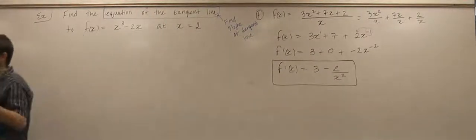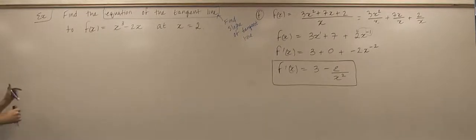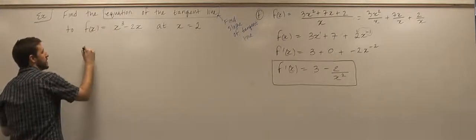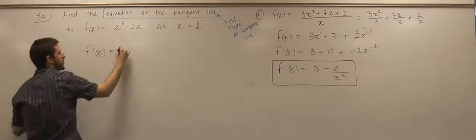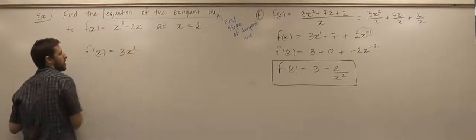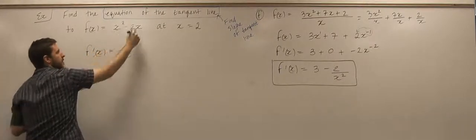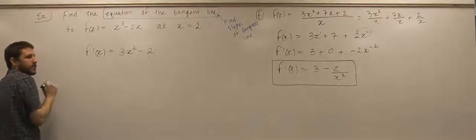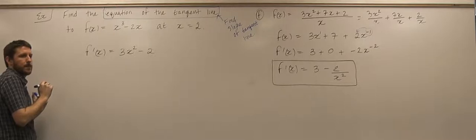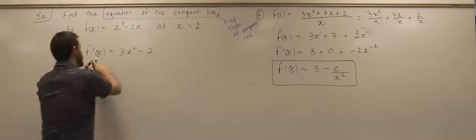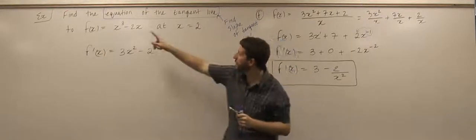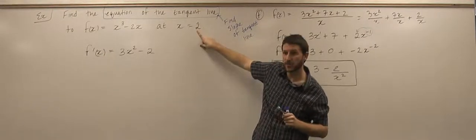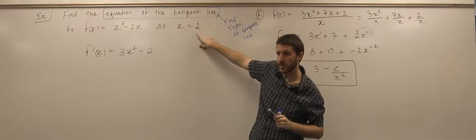But I'm not going to do any difference quotient nonsense. I'm just going to say f prime of x, use my power rule. This becomes 3x squared, and then minus 2. We okay with that? So this is the slope of the tangent line for any x. But I want to find the equation of the tangent line at x equals 2. So what do you think I do with this?